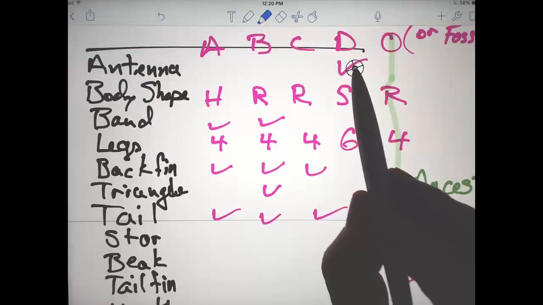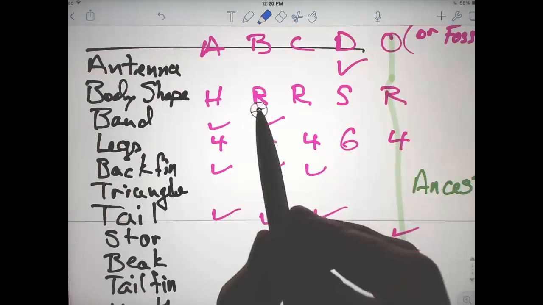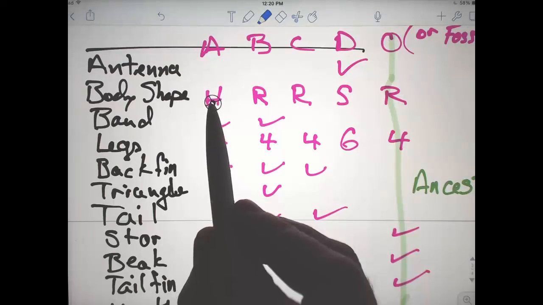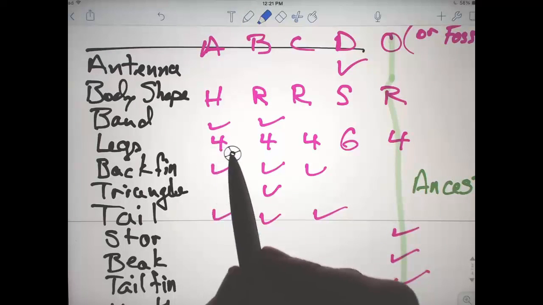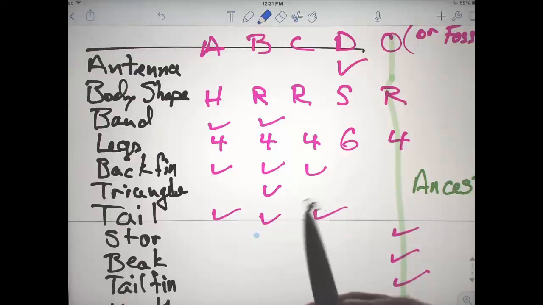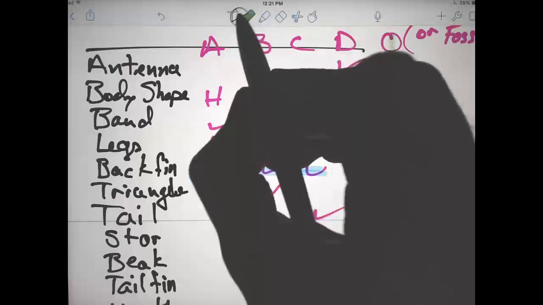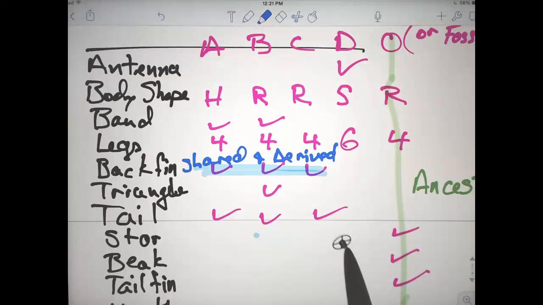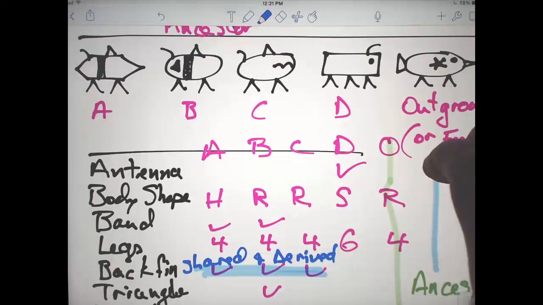So the antenna occurs only in D. It is derived but not shared. Body shape round occurs in the outgroup, and it's shared, but it's shared ancestral with B and C. So that is not usable. The hexagon is derived but not shared, and the square or the rectangle is derived but not shared. Legs, 4 is ancestral, 6 is derived, so that's derived but not shared. The back fin does not occur in the fossil, so we have our first one that is shared and derived. The triangle on the body occurs in only one, but the tail up here is shared and derived.